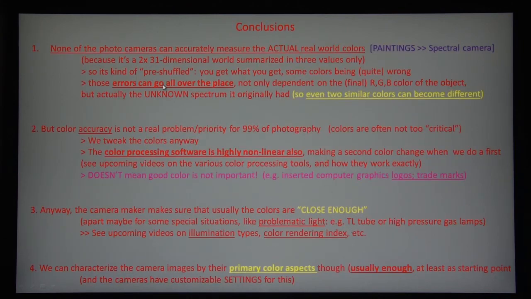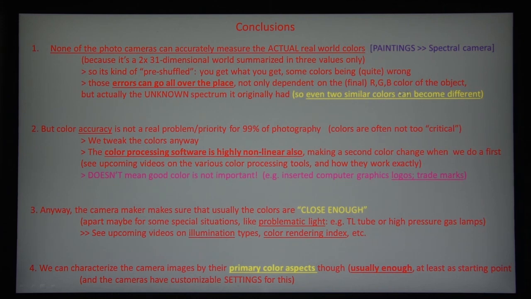So the conclusions. No photo camera on Earth will accurately measure the actual real-world colors, that is, as the eye does, because the real world is a 2 × 31 dimensional thing, where you have a very complicated light spectrum and a very complicated object spectrum, and we summarize it in 3 values, and that can't go perfect, especially not if you have just whatever filters in your color pixels in your cameras. So it's kind of pre-shuffled. You get out of the camera what you get. Most colors will be reasonable. Some colors can be quite wrong, depending on how critical you are.